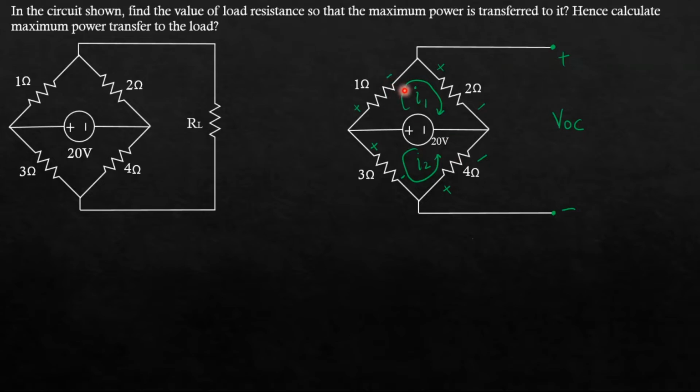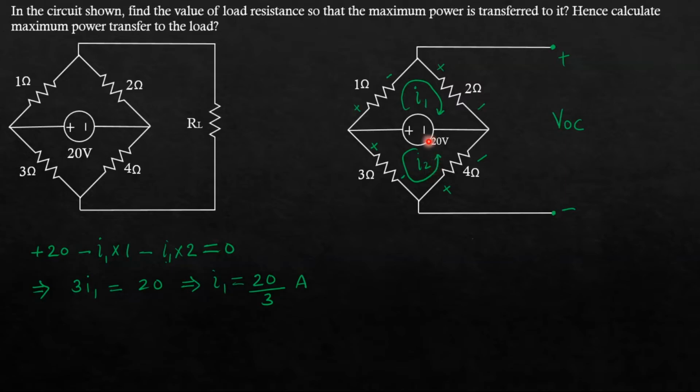Now let us apply the KVL in this loop. Let us start from here. Minus to plus, so plus 20. Again plus to minus, minus 1 into I1. Now plus to minus, so minus 2 into I1 is equal to 0. If you simplify this, 3I1 is equal to 20. From here you will get I1 is equal to 20 by 3 ampere.